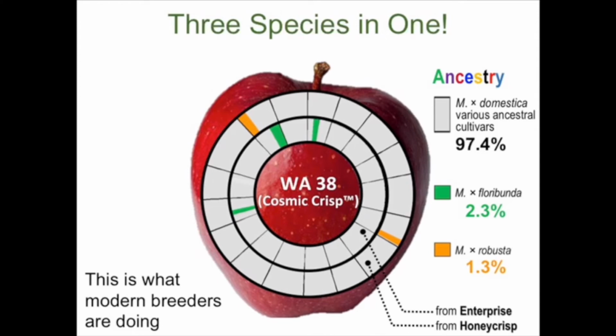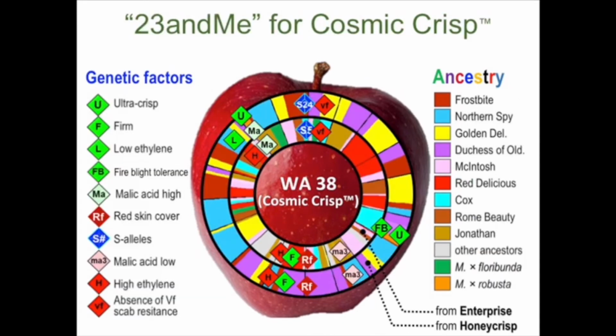If we take this even further and look at all the ancestry going back through the pedigree of WA38, then we can color it all up, and that's that majorly colored diagram that you saw before. So all the various ancestors through Honeycrisp, WA38's father, are on the outer ring, and then all the various ones on the inside there as well. And the yellow here, Golden Delicious, is in the pedigree on both sides of WA38, through both its mother and its father. And we can put a whole bunch of genetic factors on as well, because we know a whole bunch of genes that are controlling various traits.